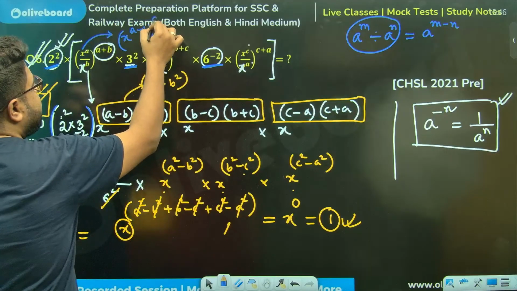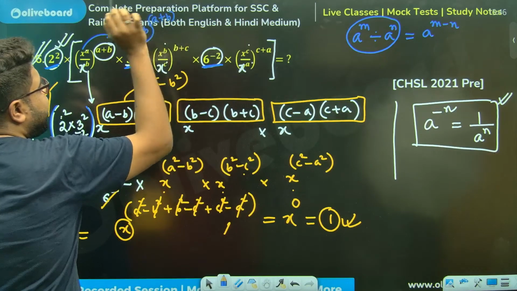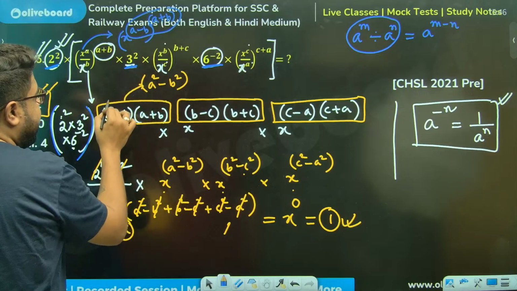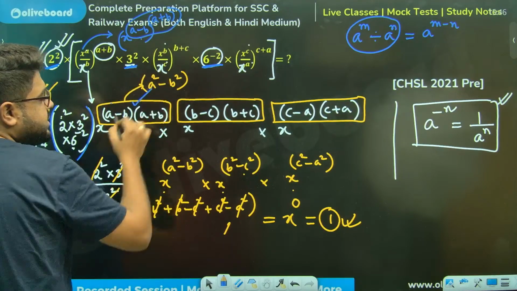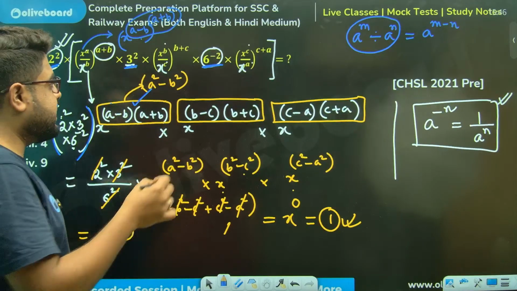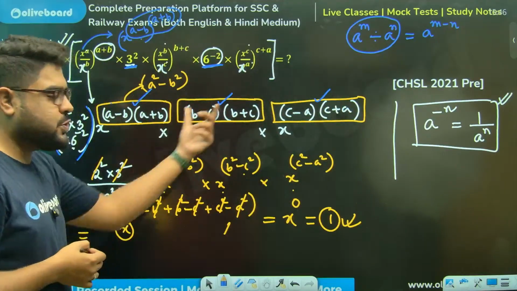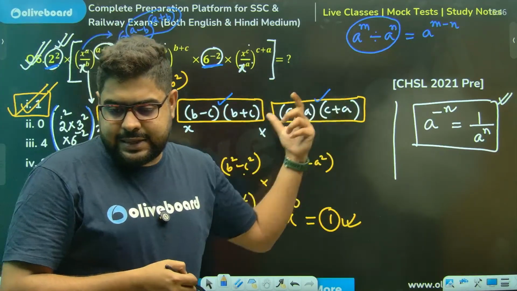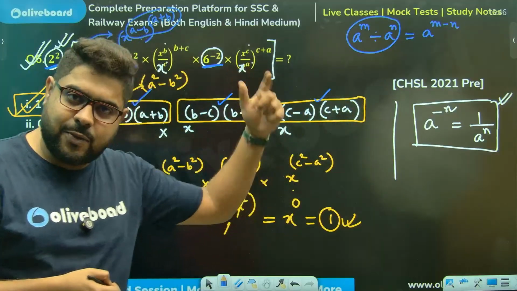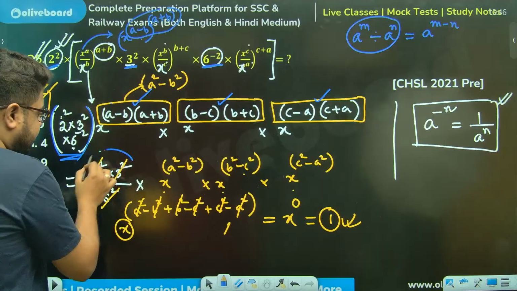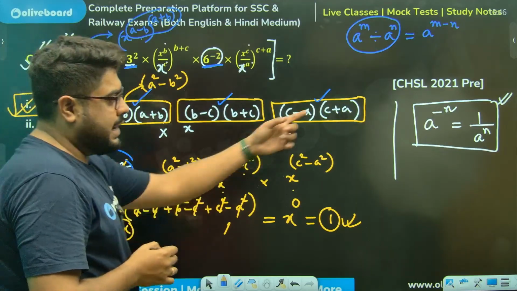Now the other power has a plus b. So what will the next line be? These two powers get multiplied. So the next line will be a minus b into a plus b, the powers. Similarly, the same thing for the other terms, which I've written directly. Now next line: again, this gets cancelled because of that rule.